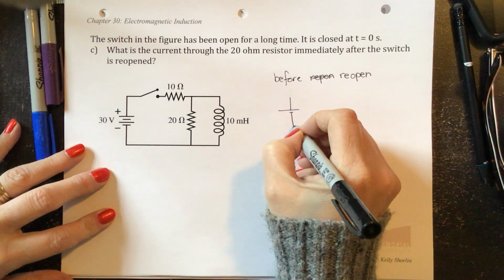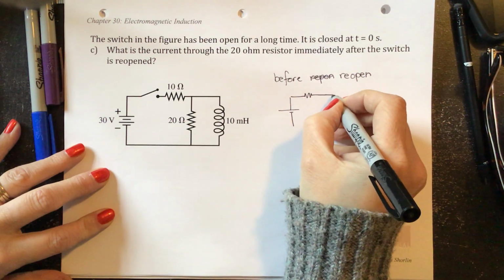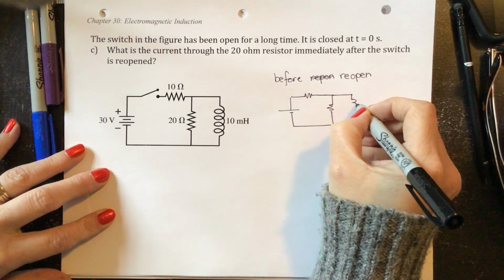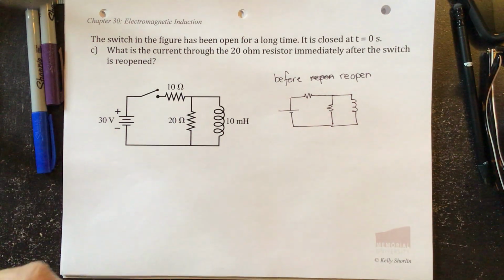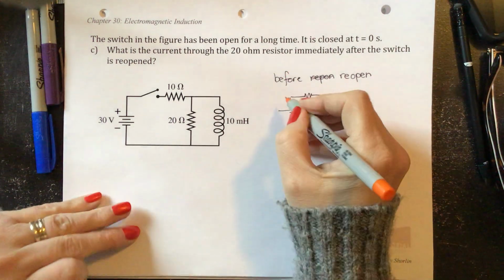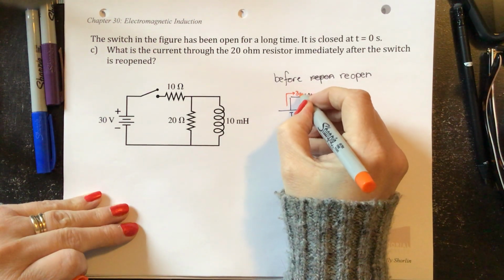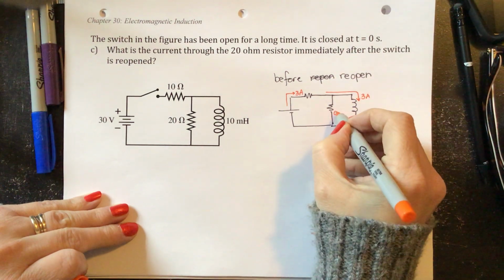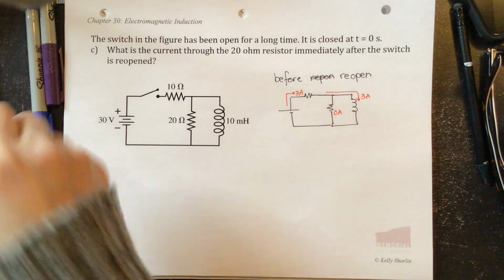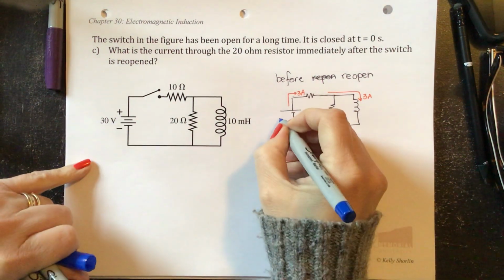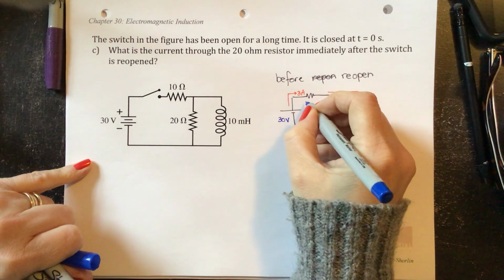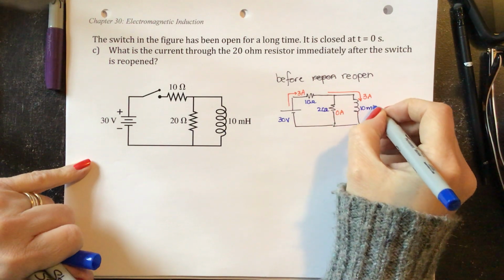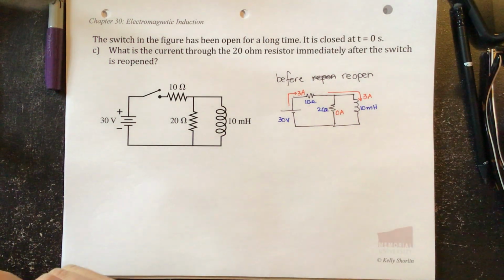So we've got our battery, we've got our 10 ohm resistor, we've got our 20 ohm resistor, and we've got our inductor, which is acting like a short circuit. Okay, and then what's happening with the currents is that we've got a 3 amp current here, and a 3 amp current here, and 0 amps here. And then we can put in our values if we wish. This is 30 volts, 10 ohms, 20 ohms, and 10 millihenries. So that's what's happening before we reopen it.